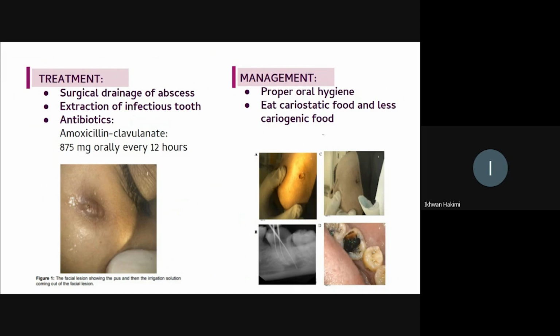tooth. And we should prescribe antibiotics, which is amoxicillin clavulanate, 875 milligram orally every 12 hours. And the management for the dental abscess is proper oral hygiene, eat non-cariogenic food, and less cariogenic food.